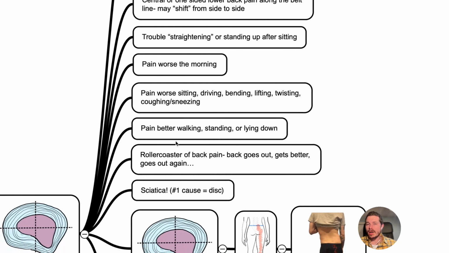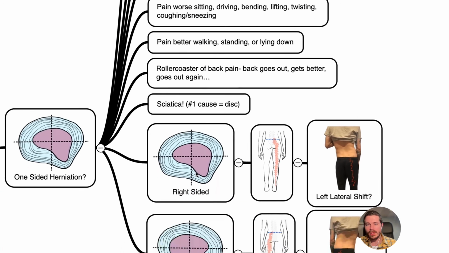Pain is often, but not always, as you'll see in just one moment, better while walking, standing, or lying down. And again, there's this roller coaster of back pain. Often before this, there was just back pain. And then it got better. And then they threw their back out, and now it's back pain and buttock pain. And now, if you're here in the flow chart, there's sciatica, full-blown sciatica. So oftentimes you'll see back goes out, gets better, and it just gets worse over time if you don't do anything about it. All right?